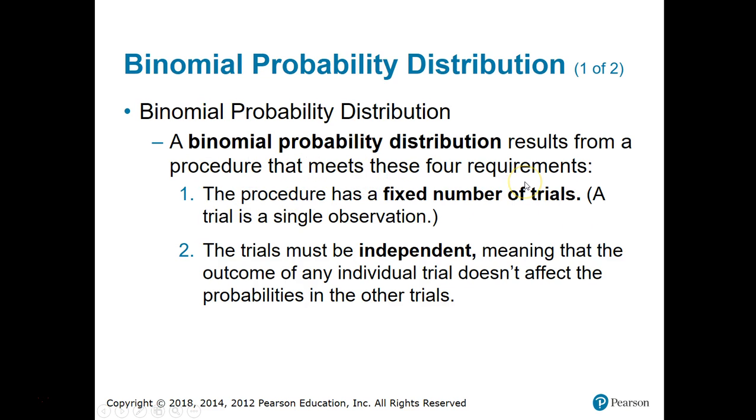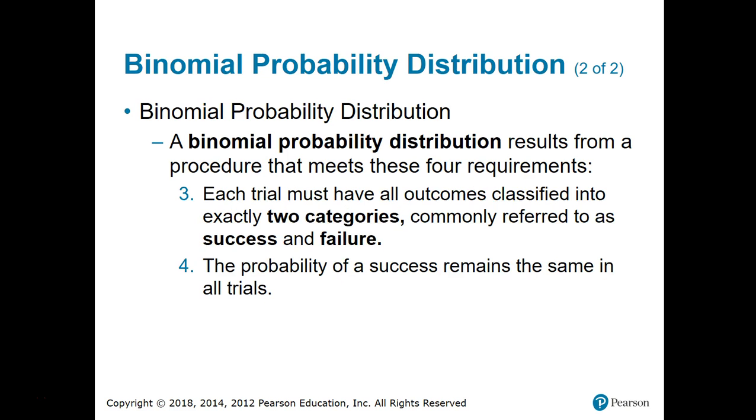We have a fixed number of trials that we're looking at, so we're going to look at 1 trial or 2 trials or 100 trials, something like that. Each of the trials has to be independent so they don't affect each other. Each trial must have all outcomes classified into 2 categories: success and failure. Do or do not, there is no try. And the probability of success remains the same in all trials.